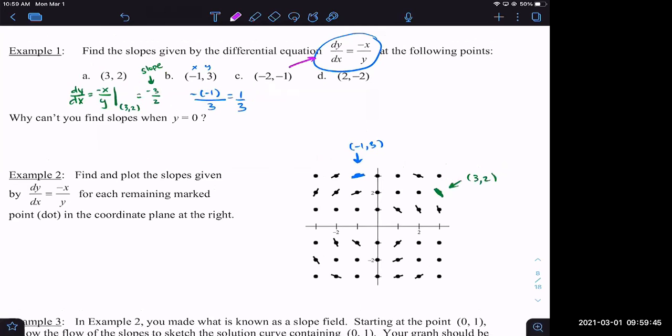Okay, if we try the next one, we have the point negative 2, negative 1. Again, I'm still just plugging it in. So I have negative x, so negative of a negative 2 over the y coordinate. That gives us 2 over negative 1, or negative 2.